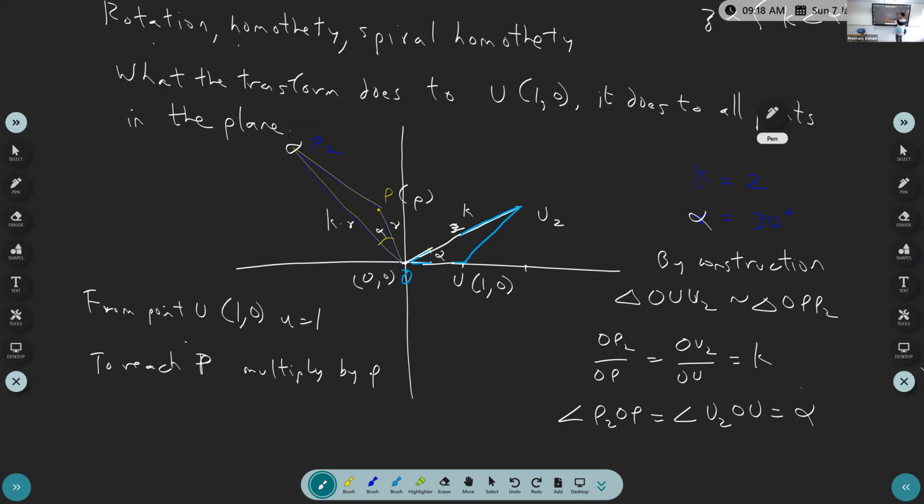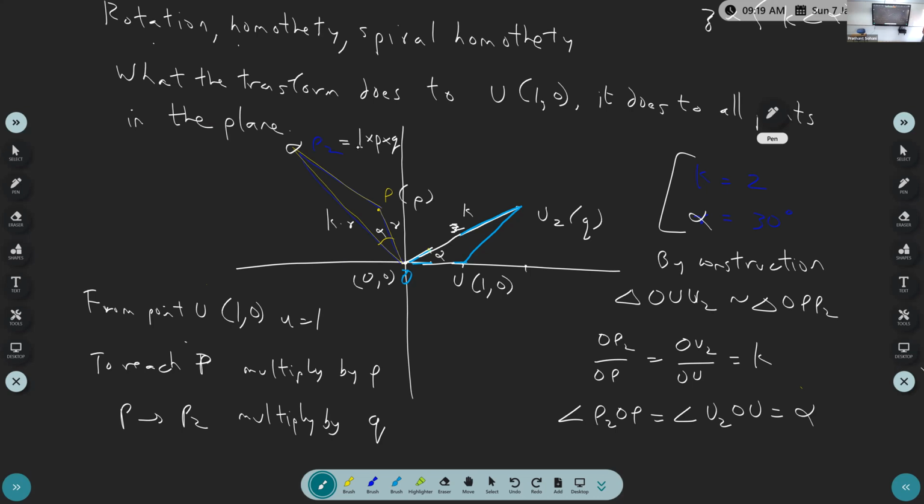So the original coordinate U, if I multiply by the small p, I'll reach the point P. And after that, if I multiply by this U2, this vector K alpha, then from there to reach P2, I have to multiply by, let me call it Q temporarily. So the coordinate of this point is Q, which has magnitude K and angle alpha. So basically, this point is nothing but 1 into P into Q. The starting position was 1, to which you first multiplied P and then you multiplied Q.